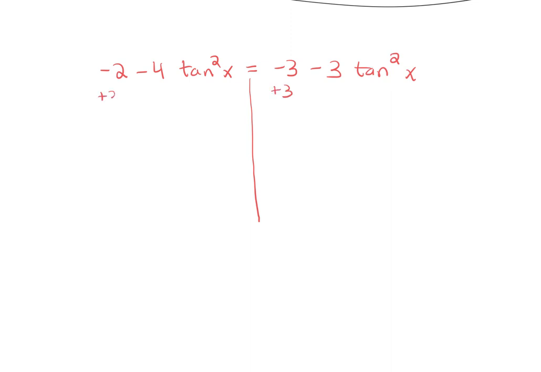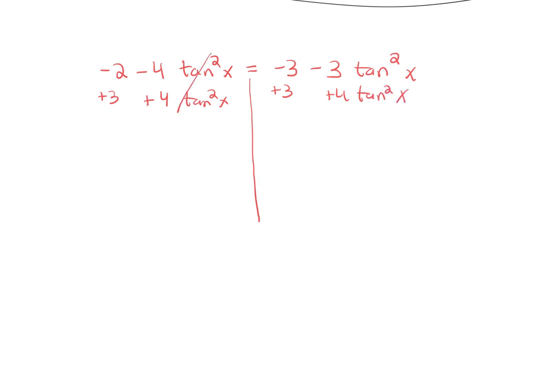Okay, let's do another one of these examples where we have to square root the function. Okay, this example, negative 2 minus 4 times tangent squared equals negative 3 minus 3 tangent squared x. So at a quick glance, this looks complicated, but this is just basic algebra. So let's see, I could add this 3 on both sides, and I could add 4 tangent squared on both sides.